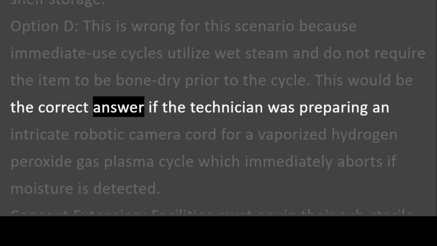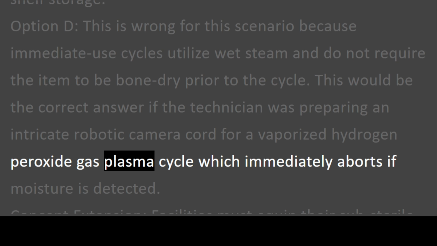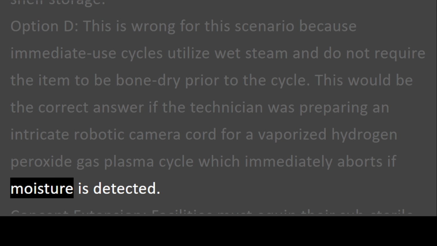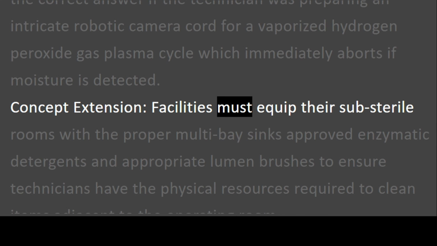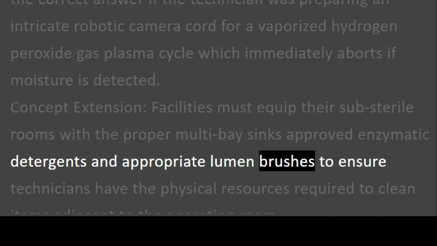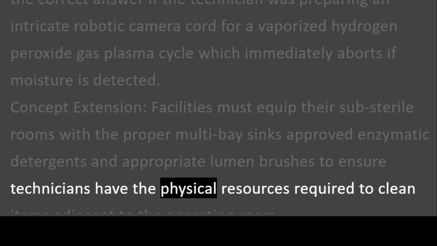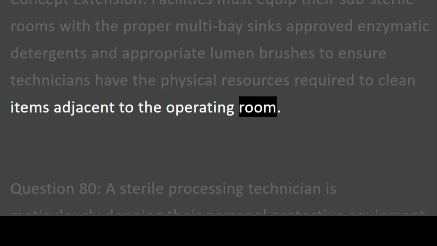This would be the correct answer if the technician was preparing an intricate robotic camera cord for a vaporized hydrogen peroxide gas plasma cycle, which immediately aborts if moisture is detected. Concept extension. Facilities must equip their substerile rooms with the proper multi-base sinks, approved enzymatic detergents, and appropriate lumen brushes to ensure technicians have the physical resources required to clean items adjacent to the operating room.